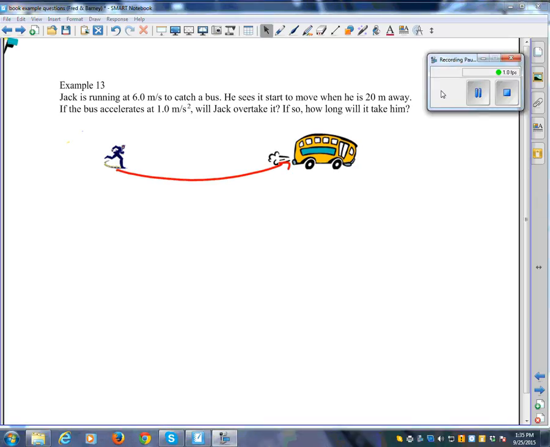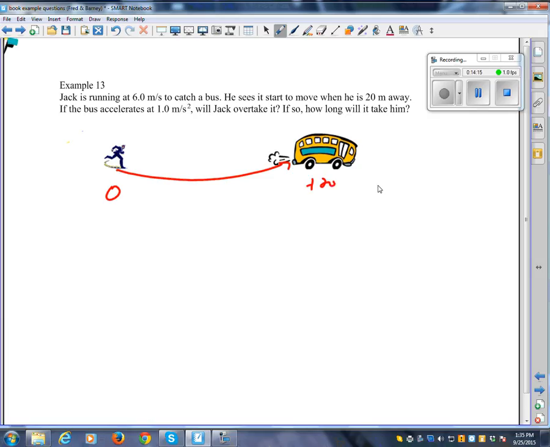The answer is always the positions have to be at the same position, right? So we're going to mark this at 0, and we're going to mark this position at plus 20. Could I have marked this one at 0 and this one at minus 20? Absolutely would have worked. Just doesn't feel right.